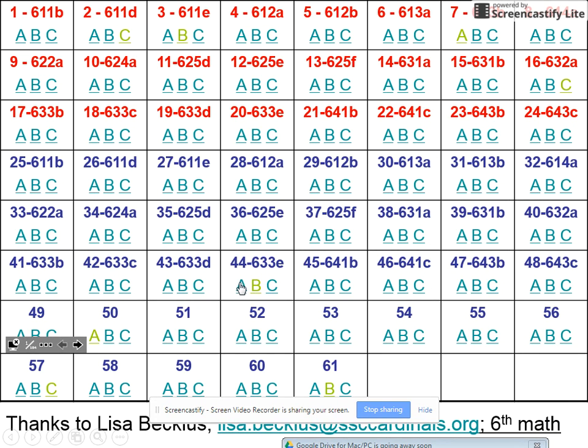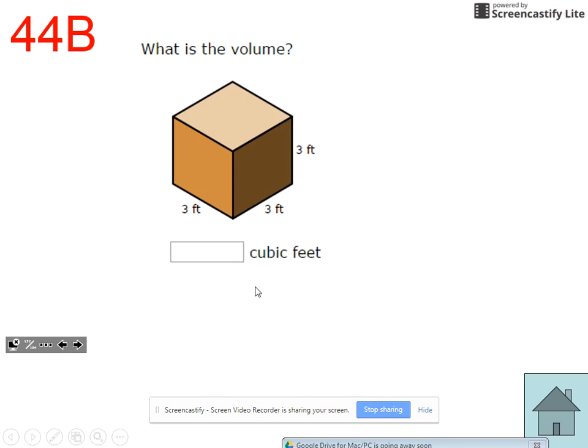Okay, next is 44B. What is the volume? Volume is length times width times height. So I have 3 times 3, which is 9, and 9 times 3 is 27. And so the answer is 27 cubic feet.